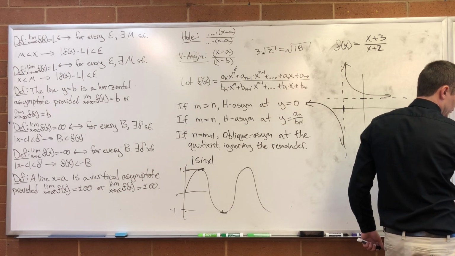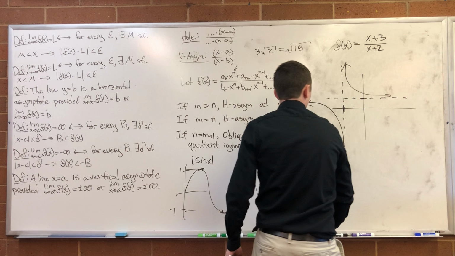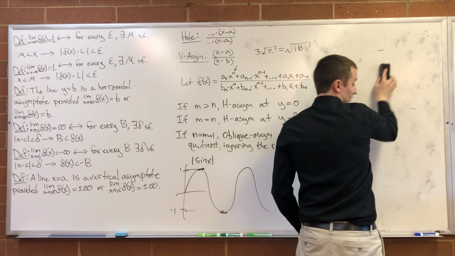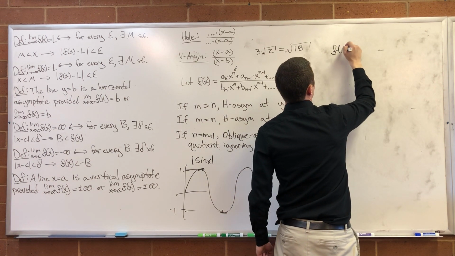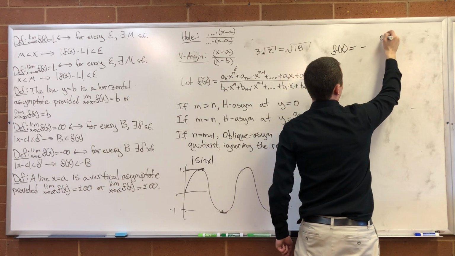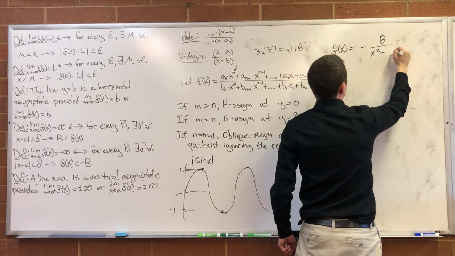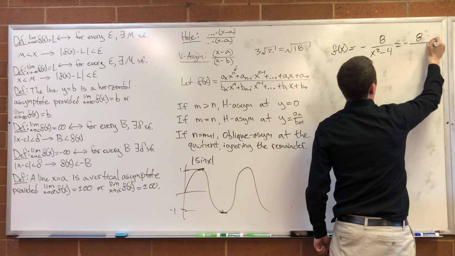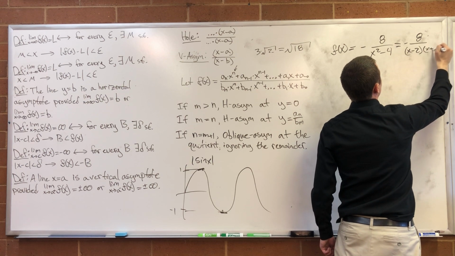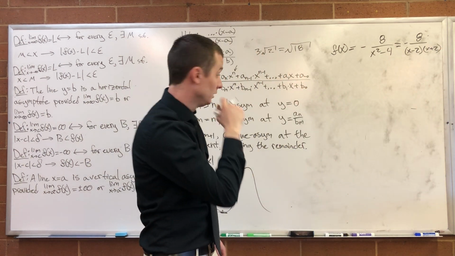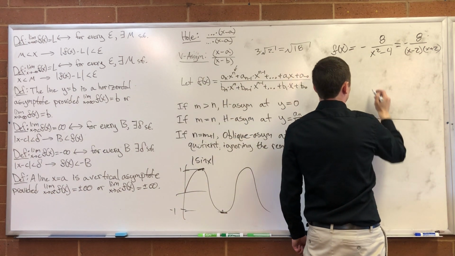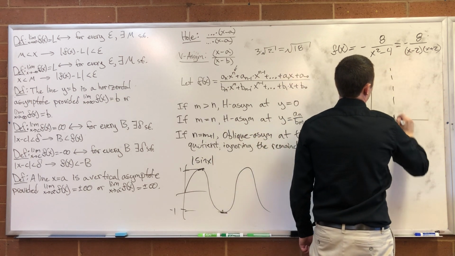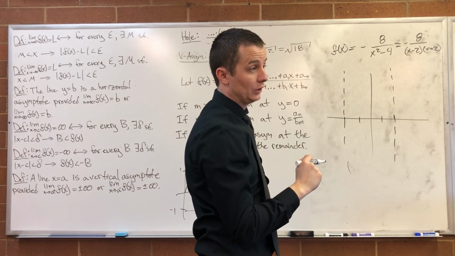All right, let's do another one. Find the horizontal and vertical asymptotes of the graph. And this time it's f of x is equal to -8 over x squared minus 4. Factor the denominator really quick. So we get -8 over x minus 2, x plus 2. With me? All right, where are our vertical asymptotes? Negative and positive 2. Now we have a vertical asymptote here. We have a vertical asymptote here.